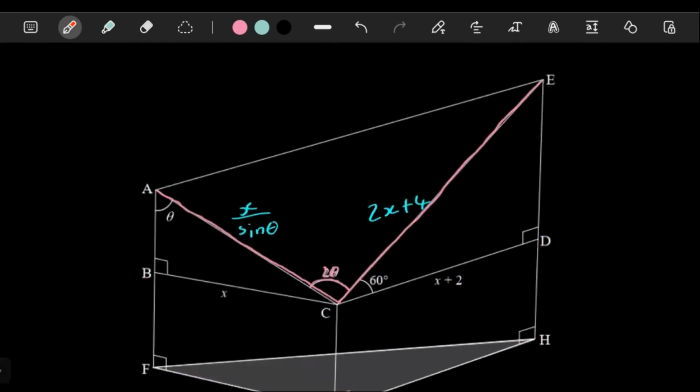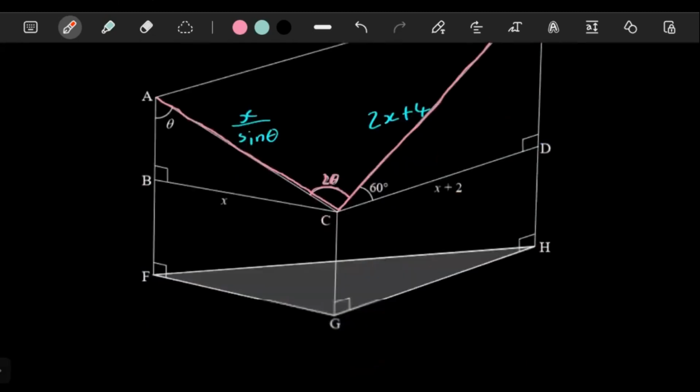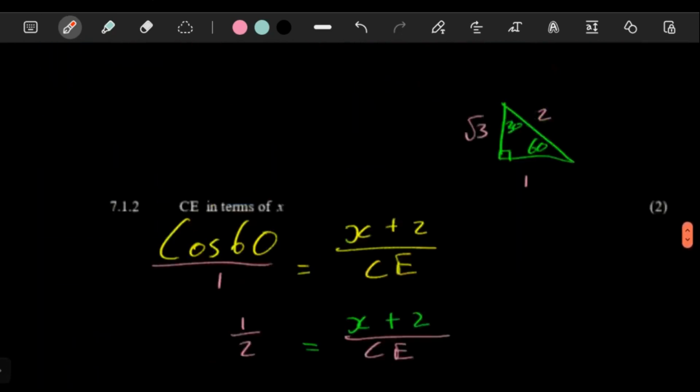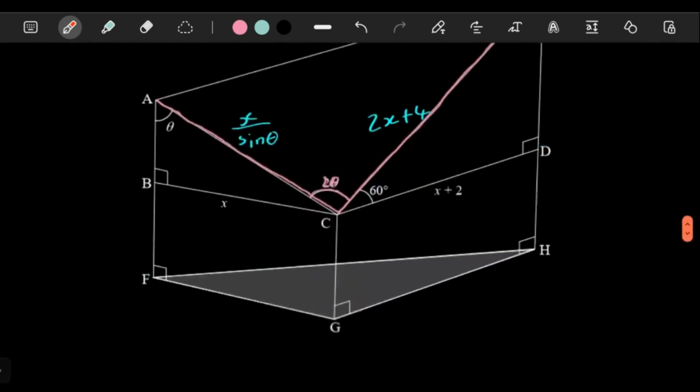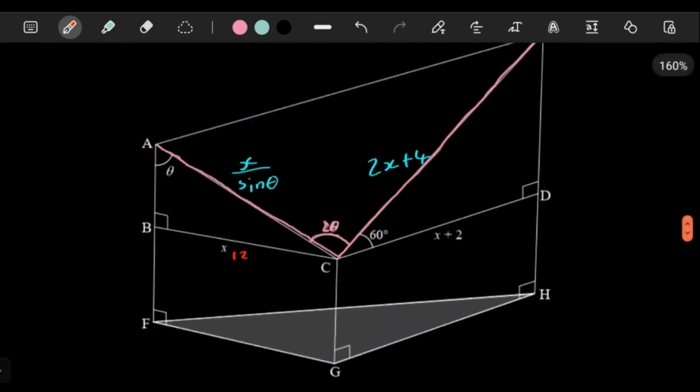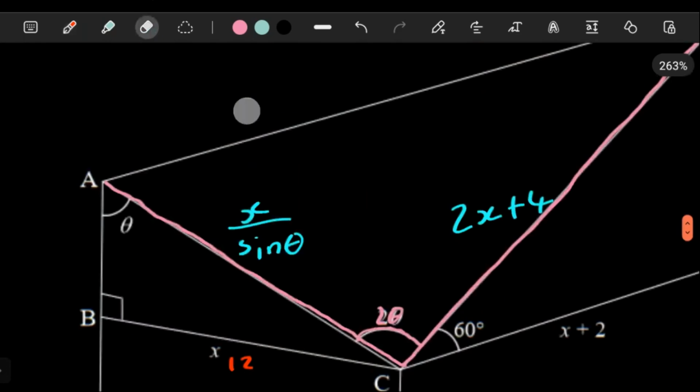Yeah, but never mind. Anyway, so they've given us theta, right? Theta. And BC is 12. Where's BC? Maybe they're giving us X. Oh yeah, so they've given us X here as 12. And if they've given us X as 12, automatically remember, this is a 12 now. BC is 55, so this is a 55 now.